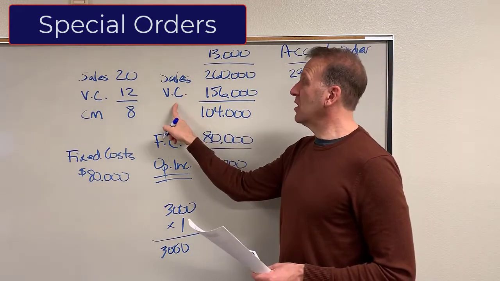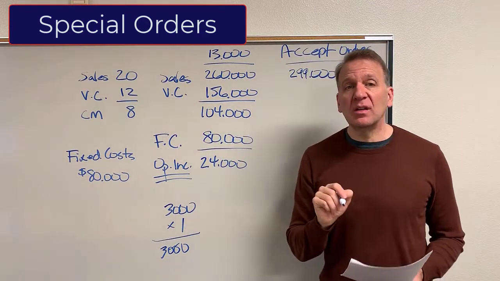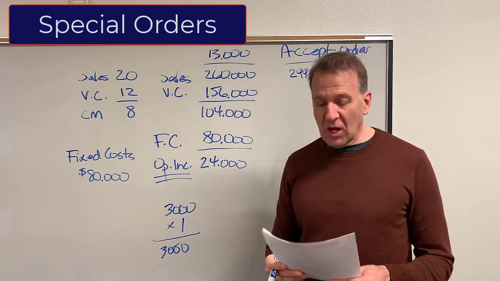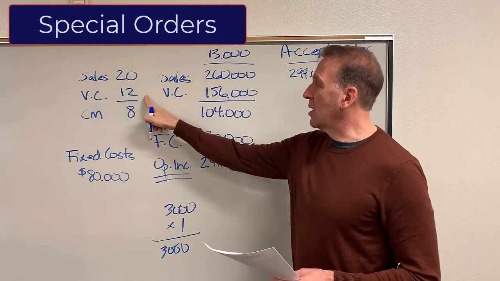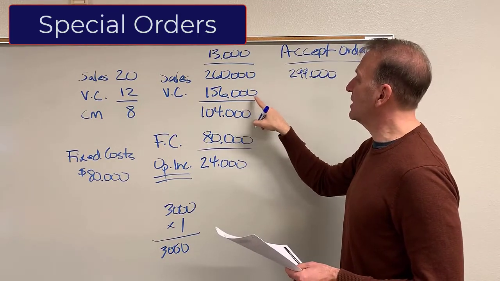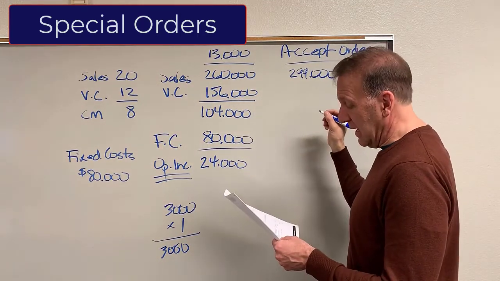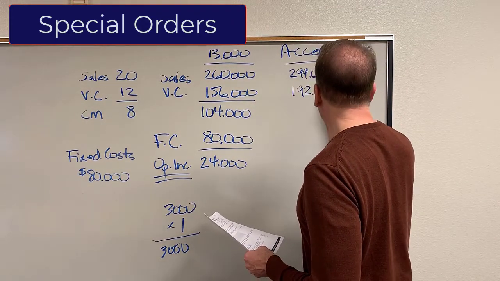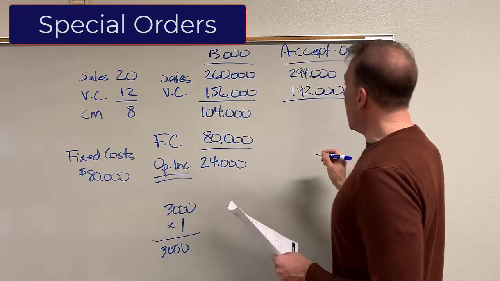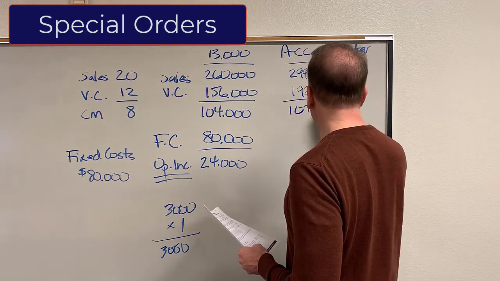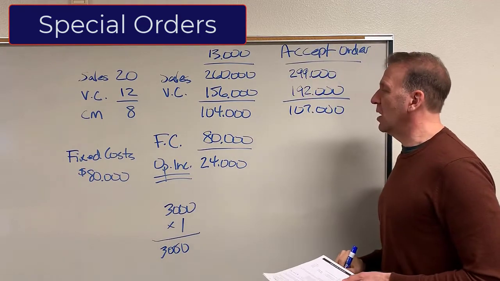Variable costs are also going to go up. 3,000 soccer balls times $12 of variable costs, right, gets us 36,000. So 156,000 plus 36,000 gets us $192,000. So now when we subtract this, we're going to get 107,000 as our contribution margin.